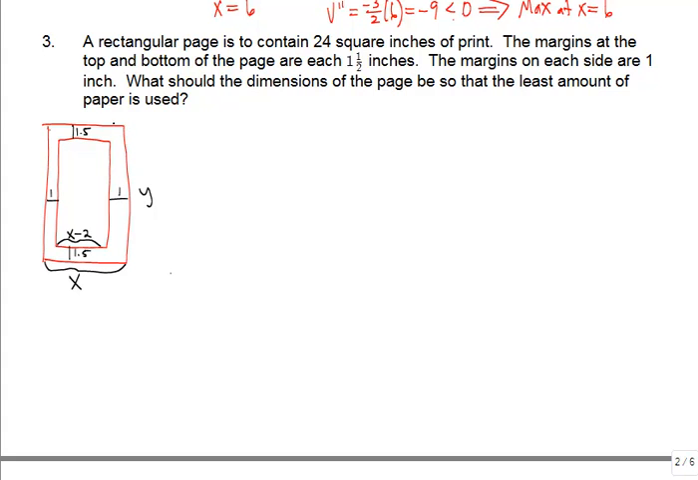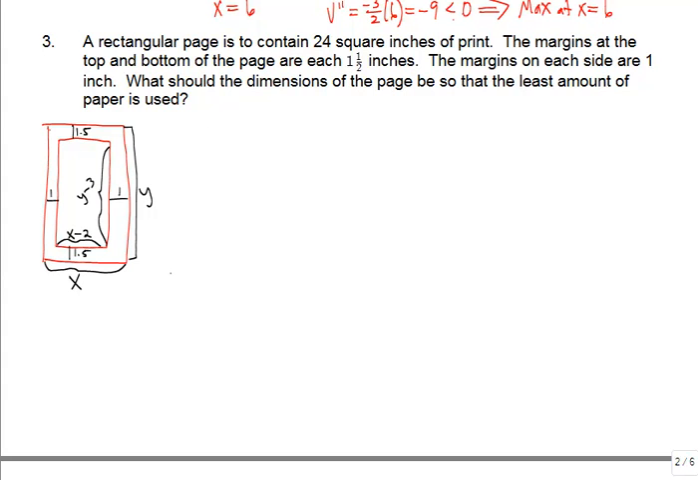Similarly, y is this whole length going up and down. So the inside height going up and down is 1.5 taken away from the top and 1.5 taken away from the bottom. So that's taking away a whole amount of 3 inches total. So this dimension here is going to be that original y minus the 3 inches we're taking away due to the margins. Okay, so we've got all of our dimensions in there.